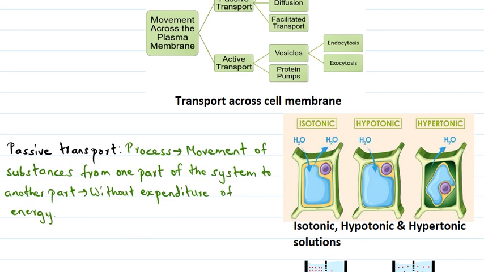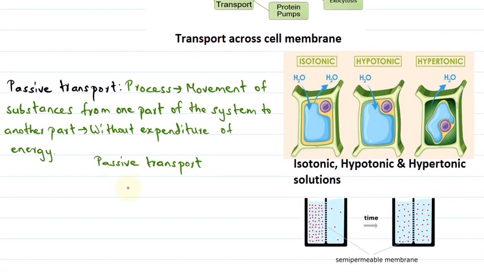Now it usually occurs along the concentration gradient, chemical potential or electrochemical potential, and that is the reason it doesn't require any expenditure of energy. Passive transport can take place through two different mechanisms. One is called osmosis and the other one is diffusion. These are the two mechanisms by which passive transport can take place.